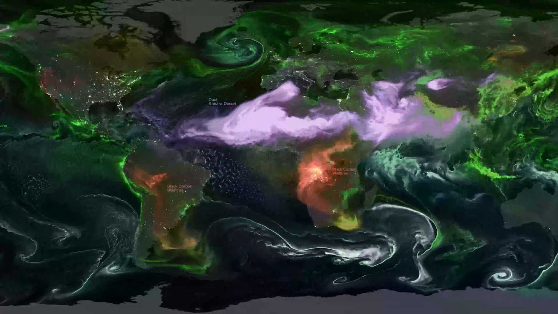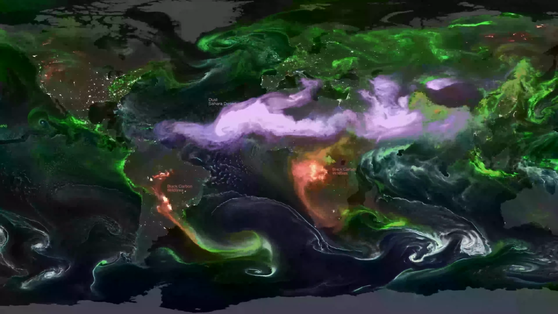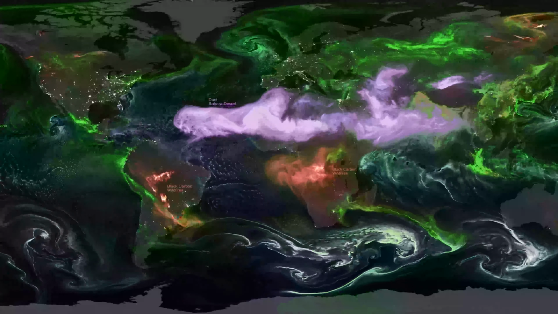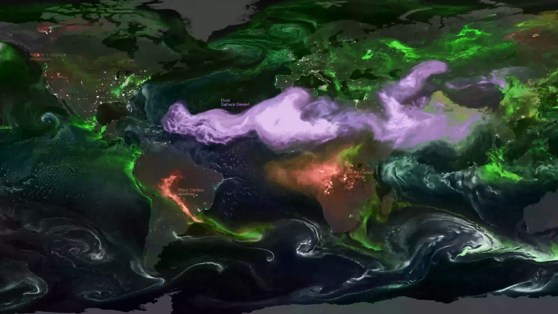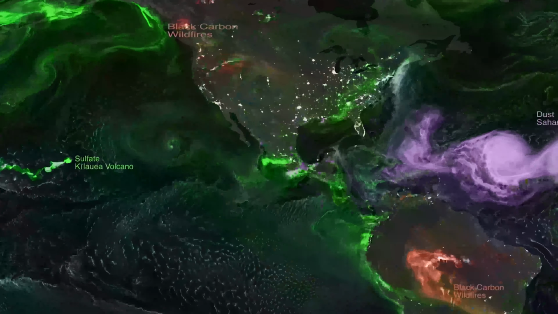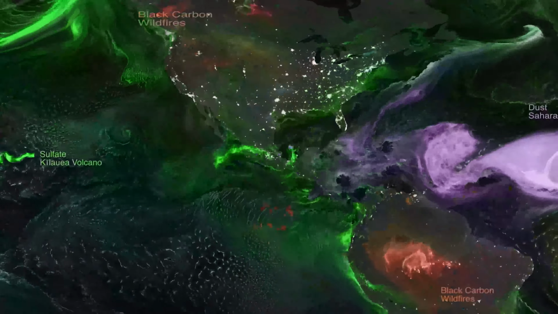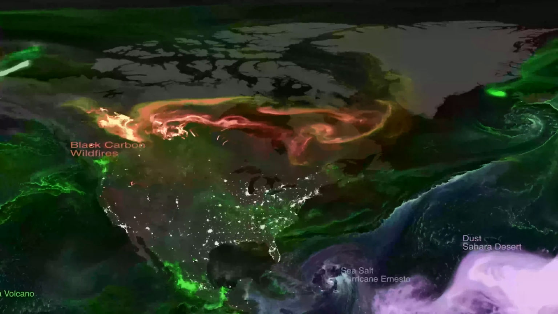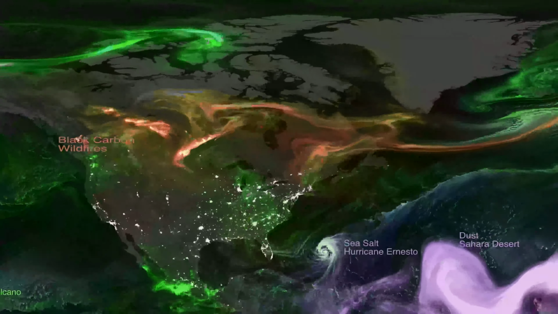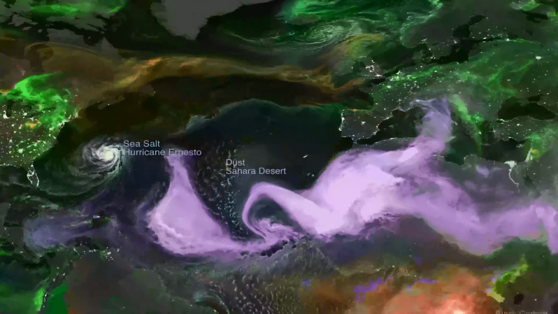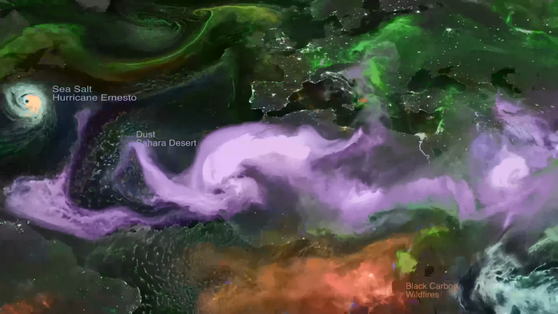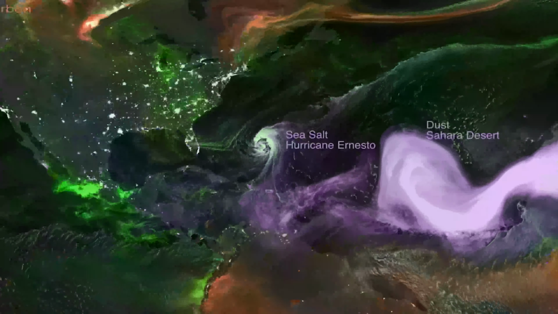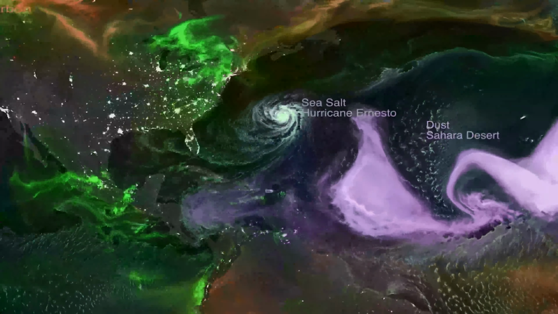So what you're seeing in this visualization is these tiny aerosol particles that are actually color-coded by the type of aerosol in the atmosphere. So in this visualization, the green is sulfate aerosol that comes from things like power plants, volcanoes. The reddish color is carbon aerosols. Those come from a lot of different fires around the world. The purpley color is actually dust that comes from most notably the Sahara and lots of other deserts around the world. And that blue color is sea salt aerosol that's coming from ocean spray.